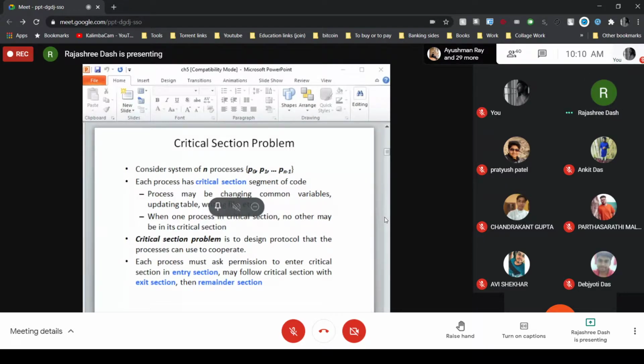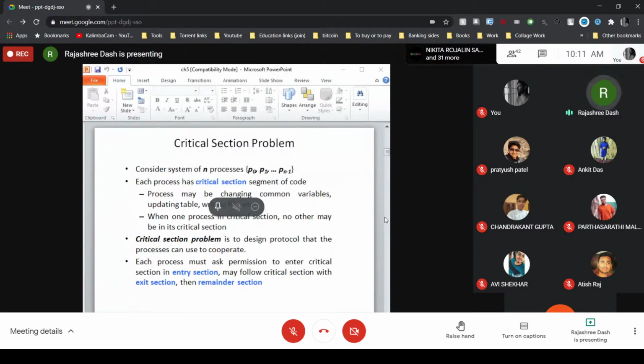So when one process is in its critical section, no other processes are allowed to enter the critical section. At a time, only one process can execute in its critical section. Okay. So now the critical section problem is used to design a protocol that the processes can use to cooperate.